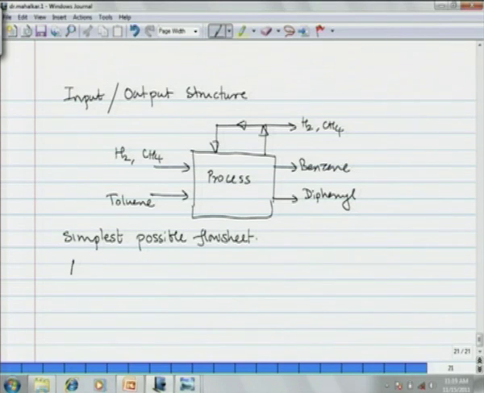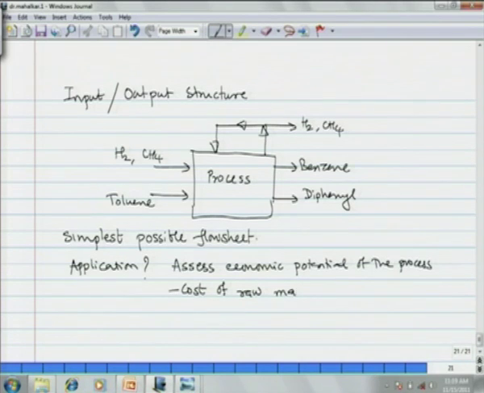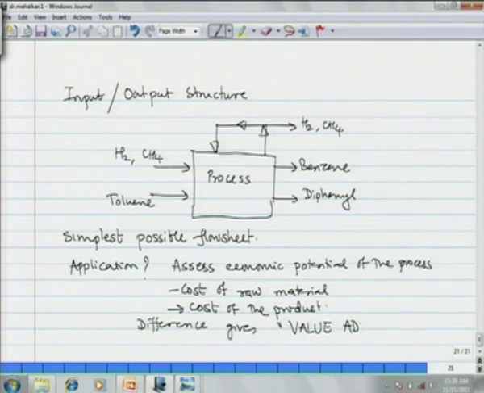Now, what is the use of such a flow sheet? That question may arise in your mind very quickly. We need to study the input-output structure of the flow sheet in order to assess the economic potential of the process. What is the cost of raw material and what is the cost of the products? The difference between these will give the value addition. So, the input-output structure helps us to determine a very crucial parameter of process design, that is the value addition.